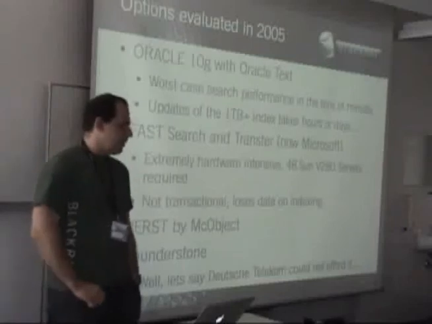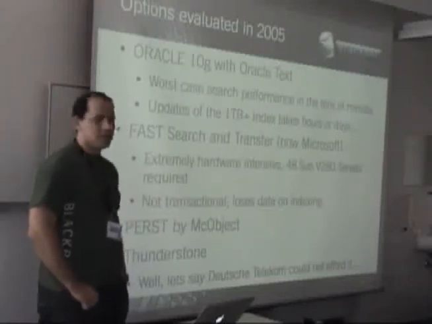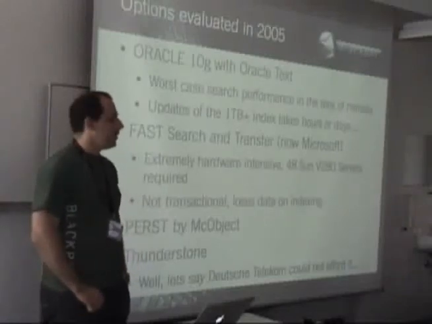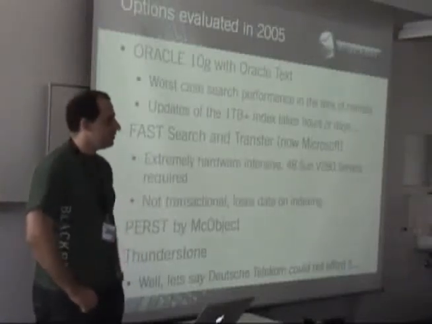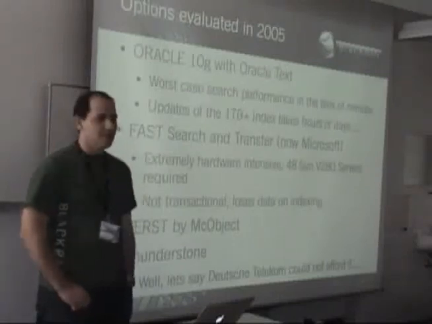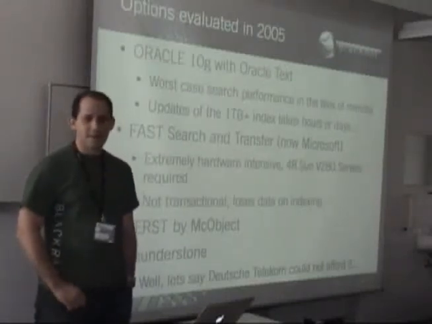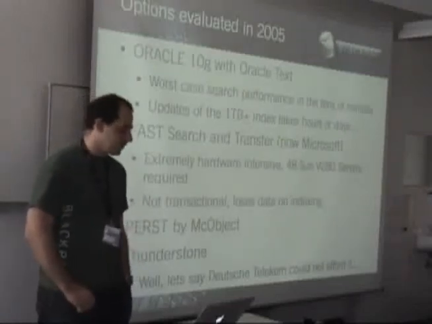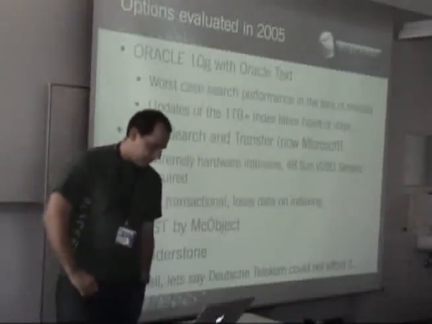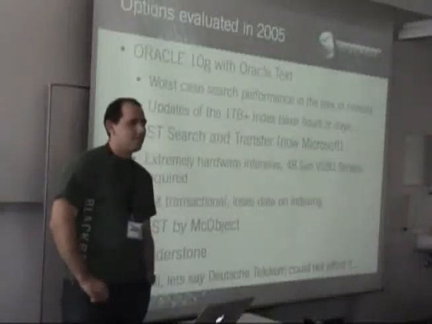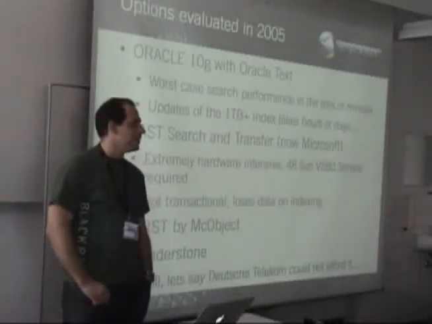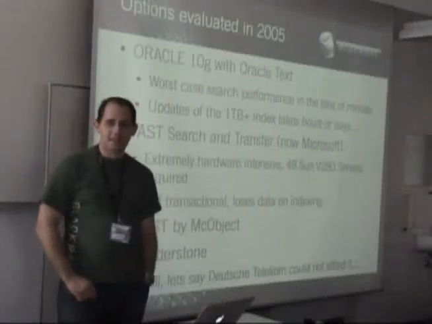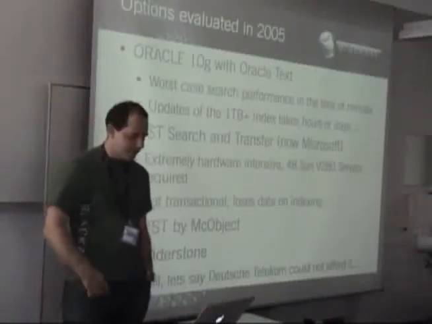We experimented with a library called Perst by McObject, which is now called ExtremeDB, which seemed like a very good fit, but it's written in Java. And ultimately, the garbage collection is what gets you when you have sustained search requirements, 24/7, no downtimes. And we looked at something called Thunderstone, but just looking at the price list, our client said, no way. We're not spending tens of millions on search appliances for this application.